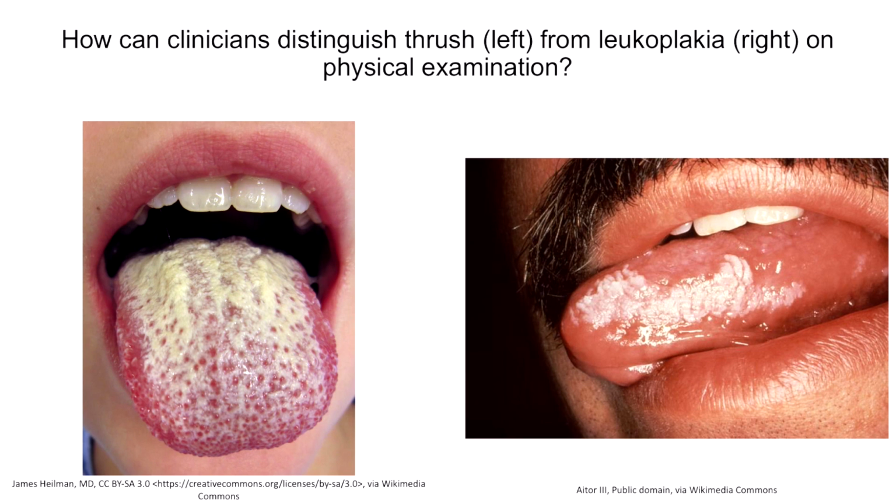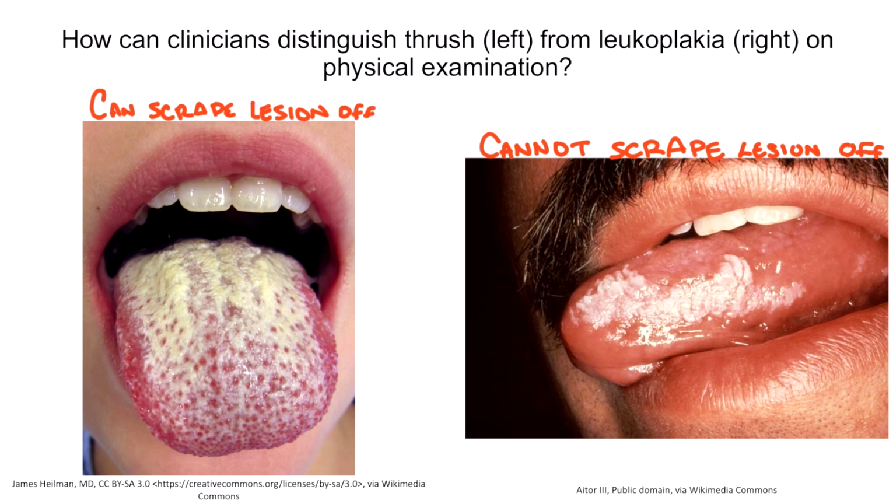How can clinicians distinguish thrush, on the left, from leukoplakia, on the right, on the physical exam? The easiest way to distinguish oral thrush from leukoplakia is to scrape the lesion with a tongue depressor. If the patient has thrush, the clinician will be able to scrape the white lesions off the tongue. If the patient has leukoplakia, on the other hand, the clinician will not be able to scrape the white lesions off the tongue. Remembering this key difference will help you confidently distinguish oral thrush from leukoplakia on exams.